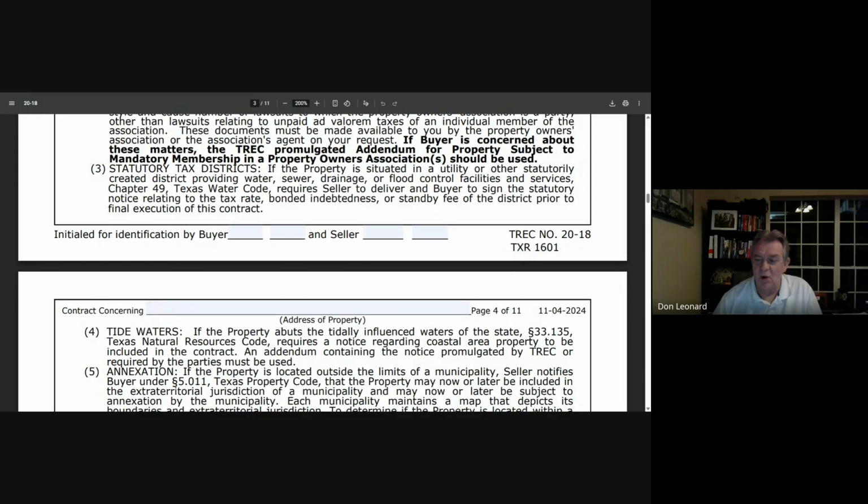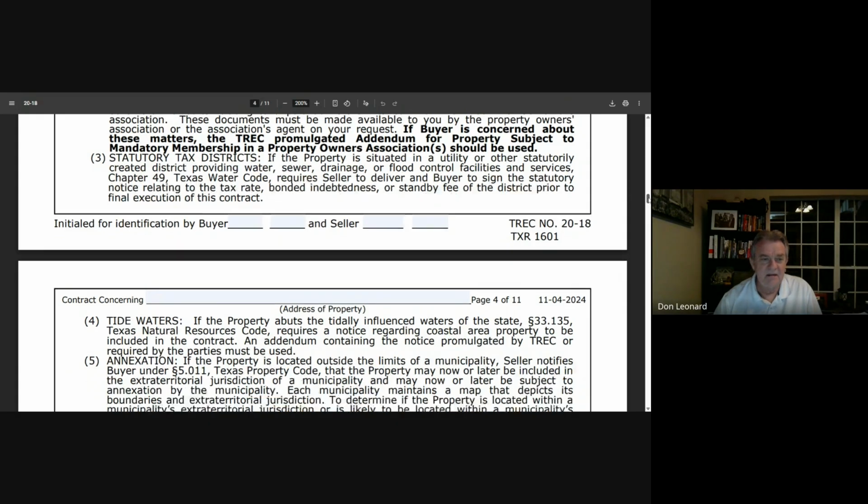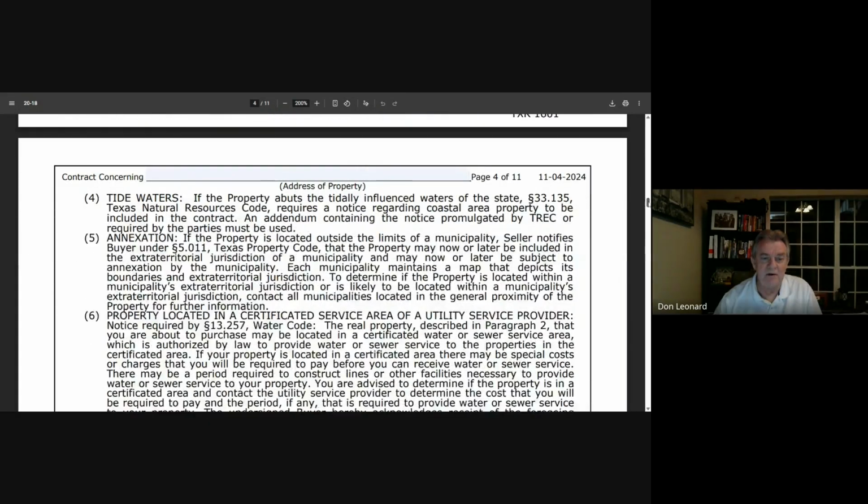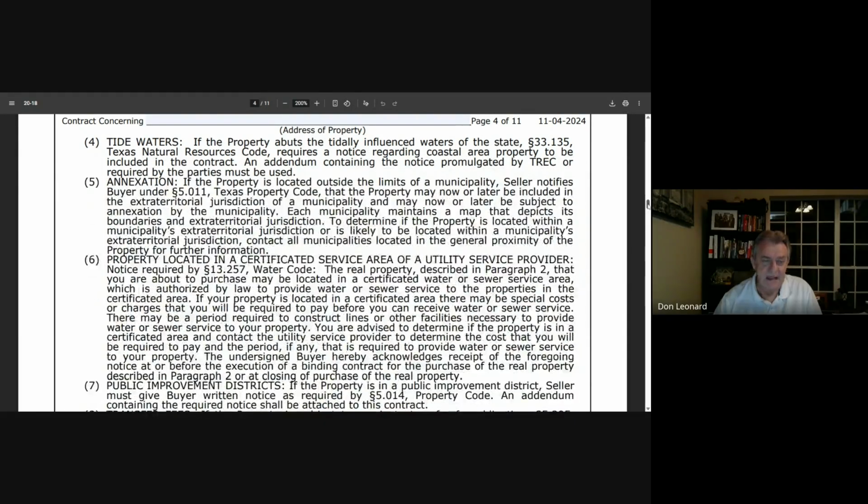Section 4, Tidewaters. This talks about the fact that some property in the state of Texas sits on land that adjoins a body of water that is affected by tides. And so, of course, this is a state form. And so there are actually 2 documents that could apply here.